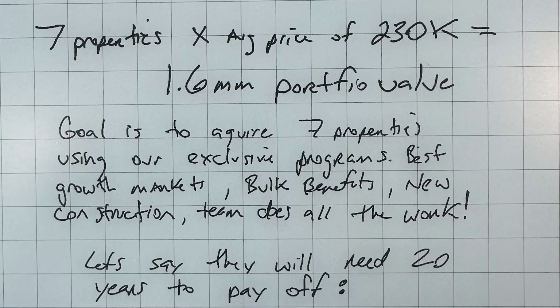This is amazing, right? So $1.6 million portfolio in value for this individual on this piece of paper. And their goal is to acquire 7 properties using one of our exclusive programs at Morris Invest. That's the goal. So think about how game changer this is for some people. Because when you get on the phone with our team, you're going to chat with one of our assigned portfolio managers. They're going to send you an individualized action plan.